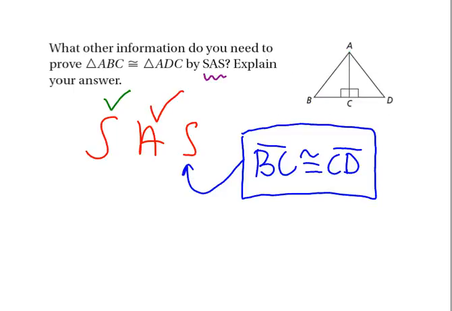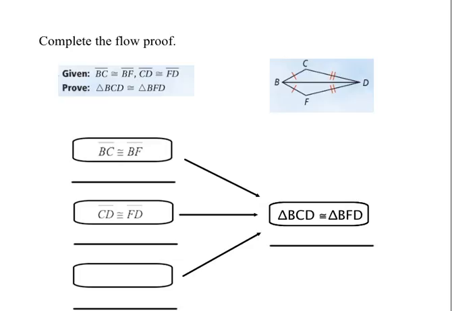So we know again that AC is congruent to itself. These right angles are congruent. So this side there would have to be congruent in order to use side, angle, side. So again, they start us off nice. We get a nice flow proof to start off our lesson.